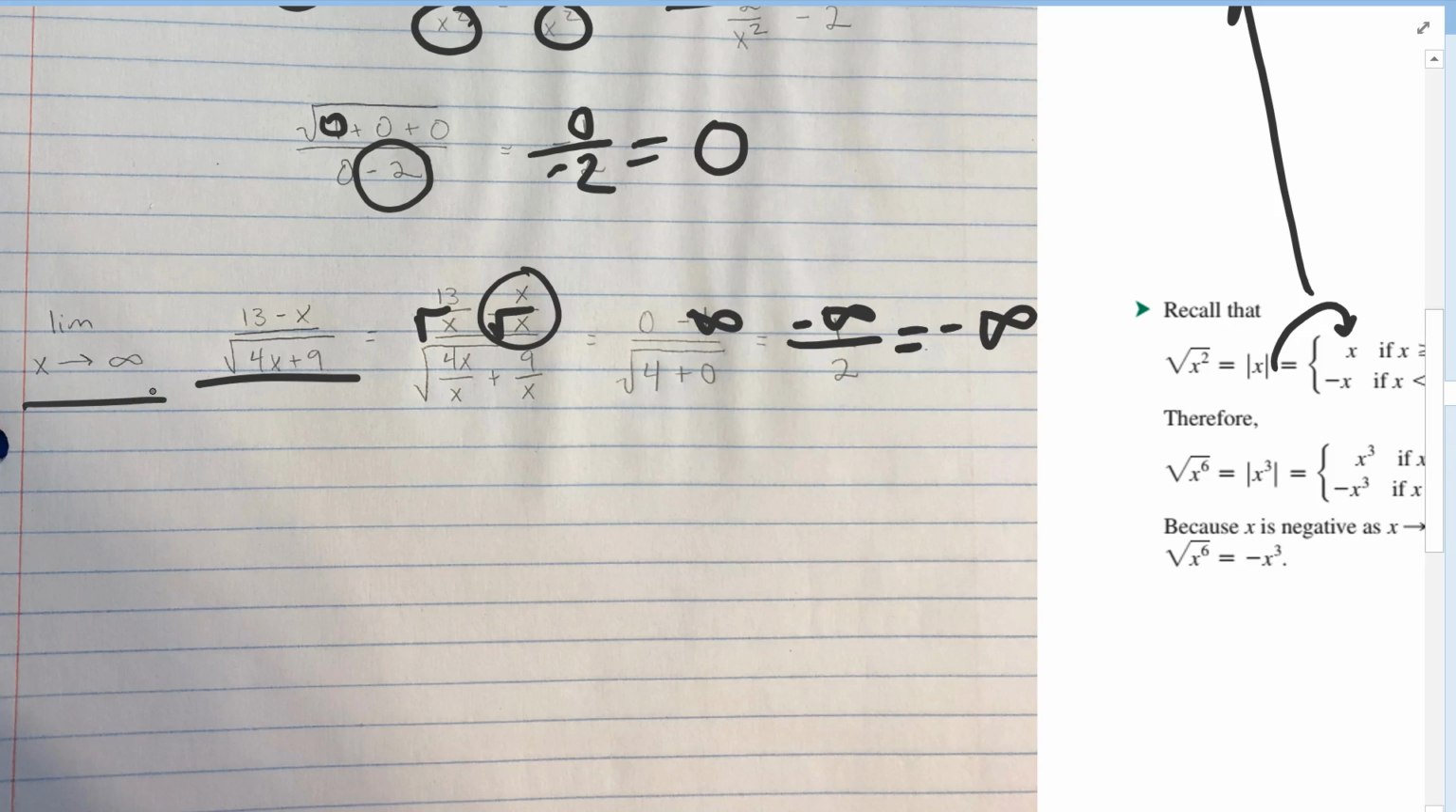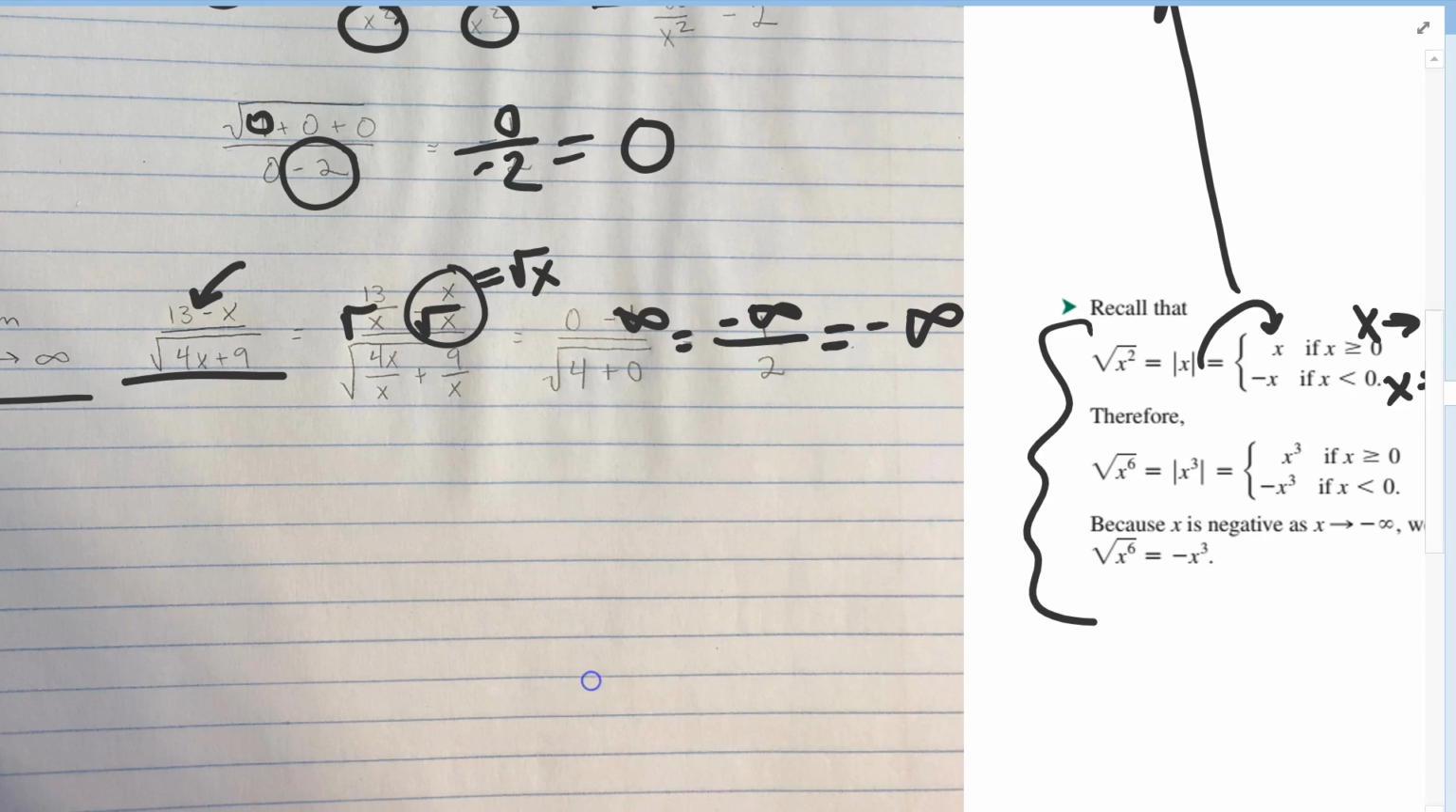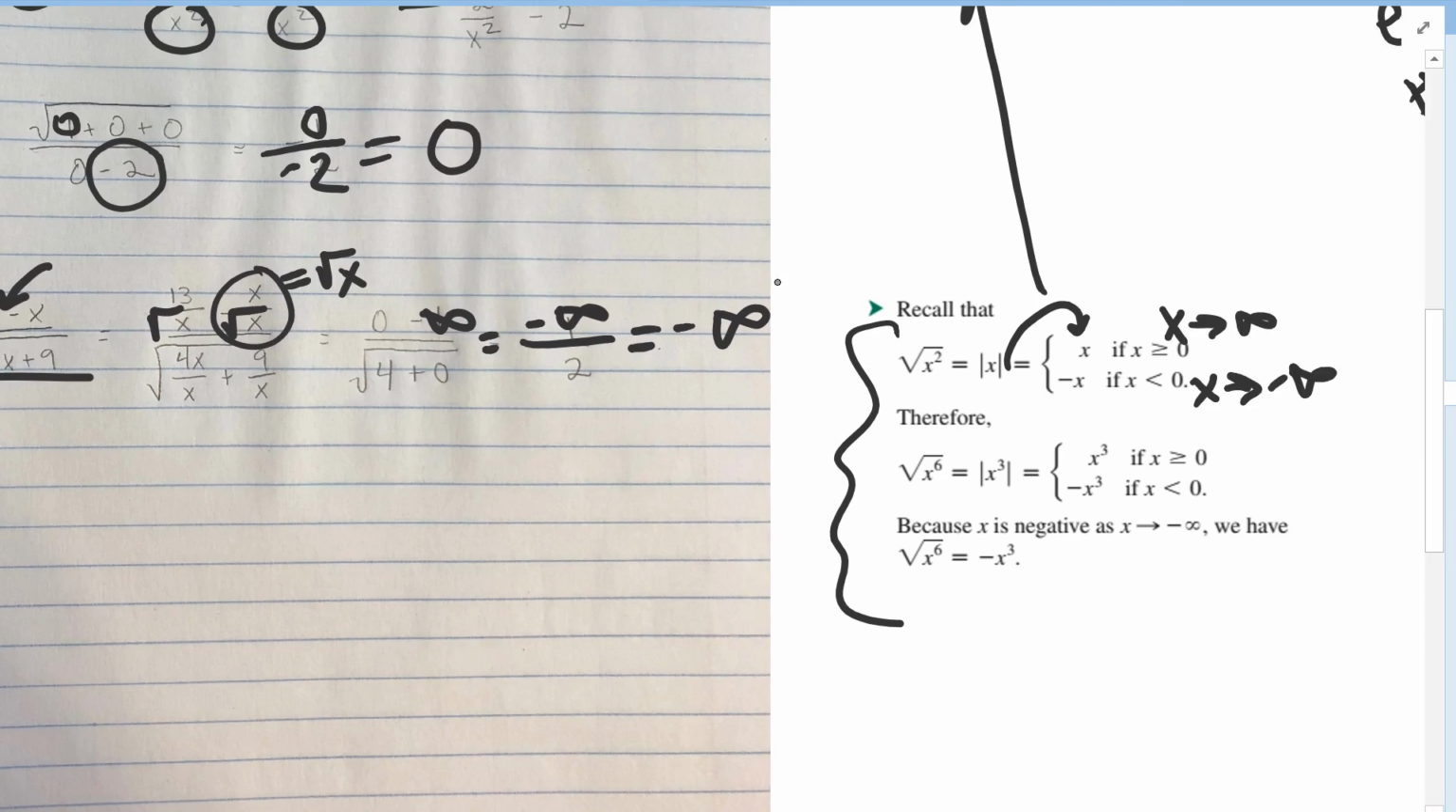Here, you don't have to write anything differently because you just leave it as the square root of x. But x over the square root of x would equal just the square root of x in the numerator, which is going to infinity, but the negative out in front of it means this whole thing is going to minus infinity. And the denominator is going to 2, so therefore the answer is minus infinity.